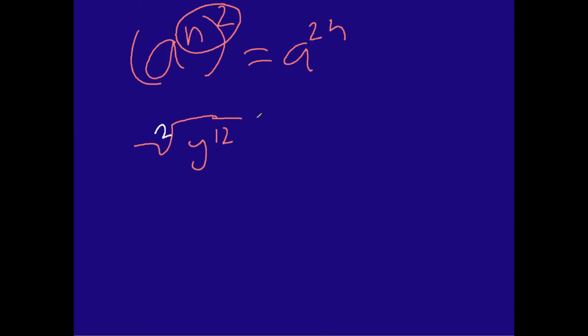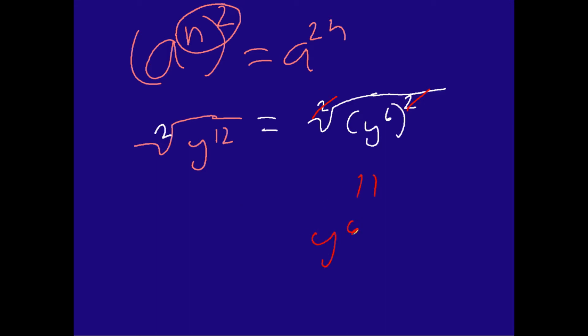So to do that, this is what we're going to do. We're going to rework it so that it's y to the 6 to the 2, like that. Why am I doing that? Because by having this 2 out here, the two 2's will destroy each other. This 2 will destroy this 2, and we're left with our final answer, which is going to be y to the 6, like so. That's why we did that.